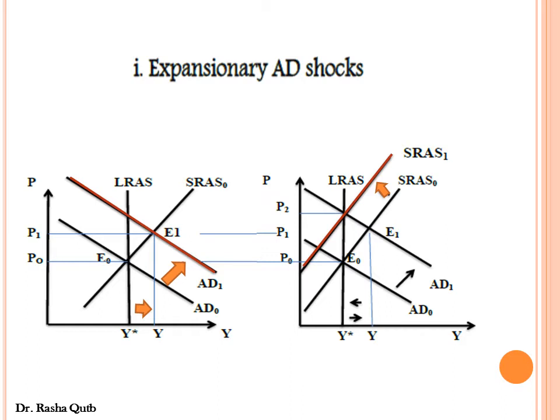In the short run, we have temporary increase in the level of output or temporary increase in the level of national income. In the long run, there is no change in the level of output, there is no change in the level of national income, while there is increase in the price level.